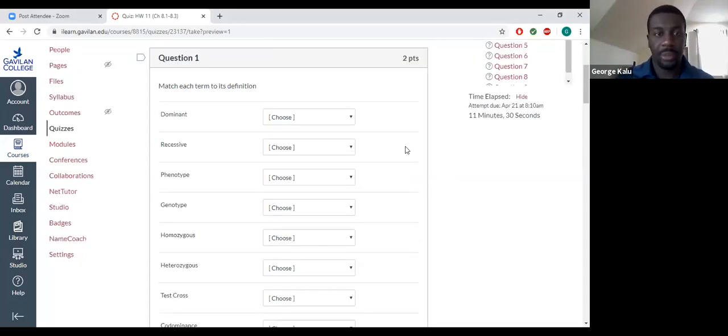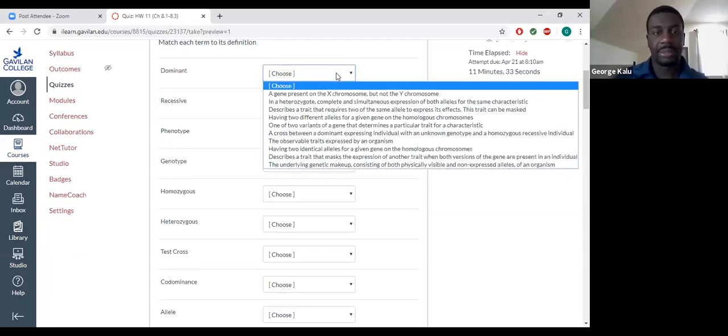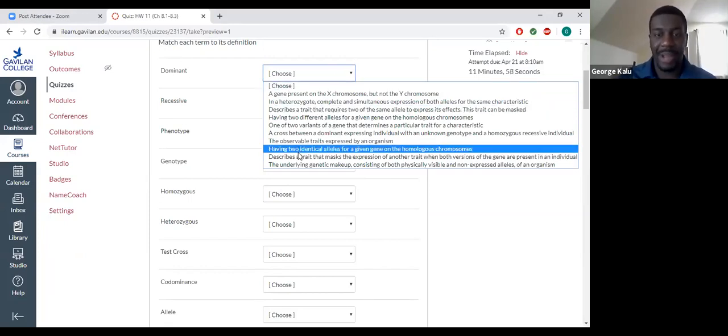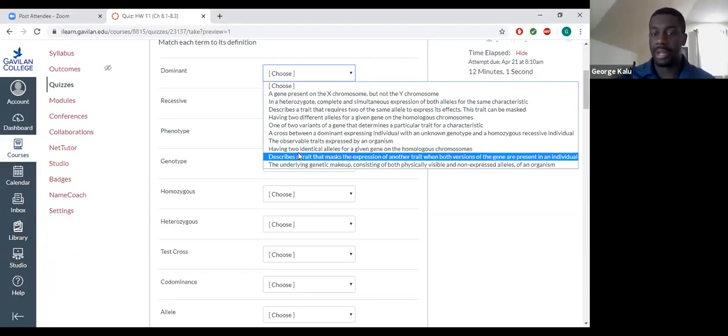All right, so we'll start with the definitions. So starting with dominant, how would we define something that is dominant? Right, perfect. Good job, Tim and Jared. Yeah, so this is going to describe a trait that masks the expression of another trait if both versions are present. Okay, and we'll talk about that in a second. So a dominant trait is always going to mask the expression of something else. Perfect. Good.